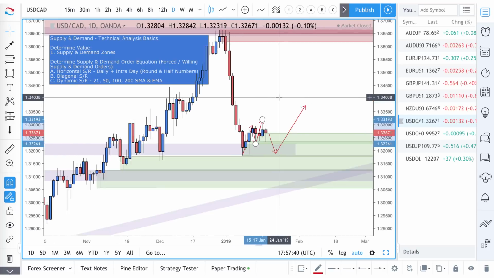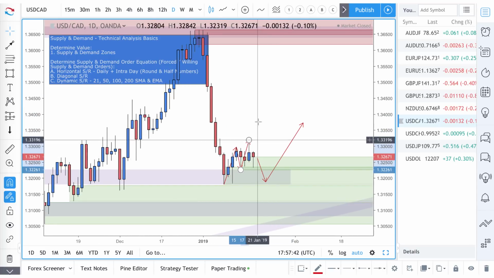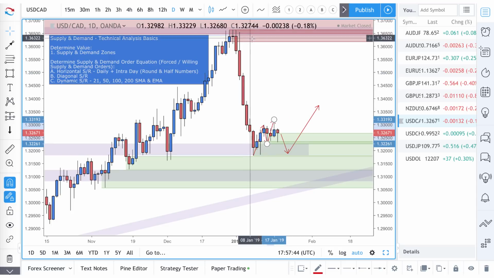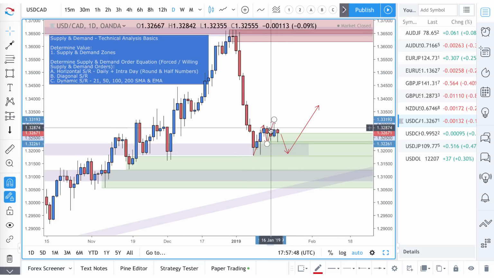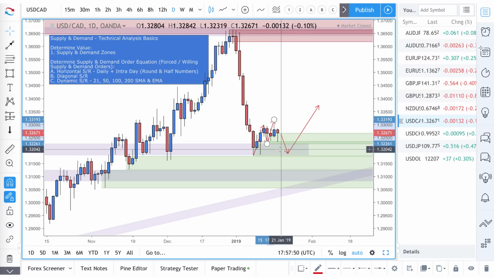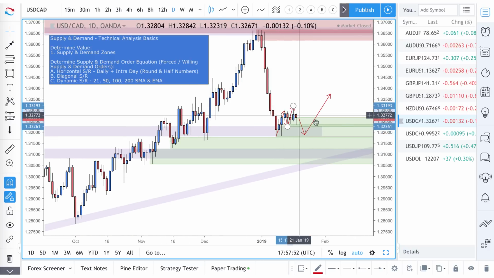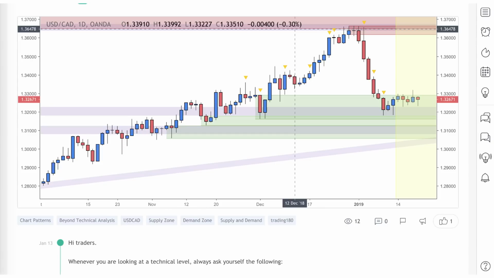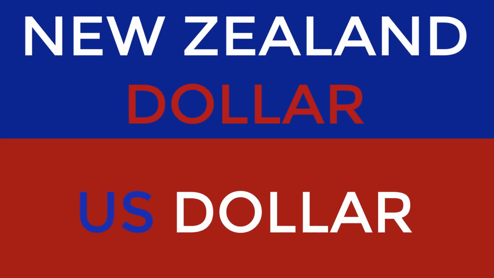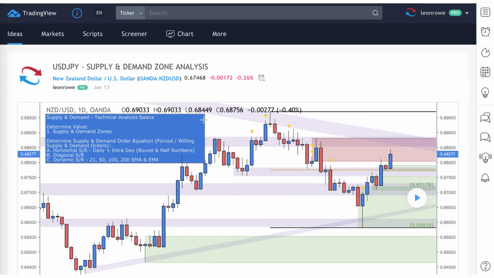If we're looking to be sellers at the moment, we haven't got any supply until further up here, or we create supply around here. So we haven't got anything immediate from a supply perspective, so I'll leave that at that. Now moving forward to the New Zealand dollar, US dollar, and I made a bit of a mistake. For some reason I put dollar yen supply and demand, but this is actually the New Zealand dollar.